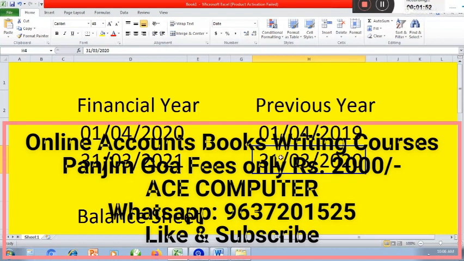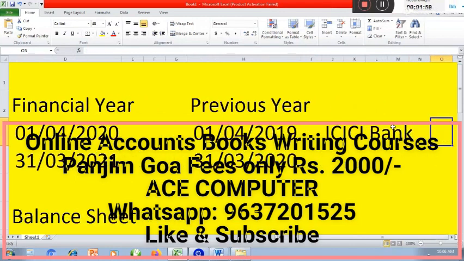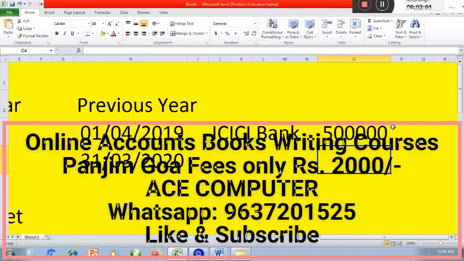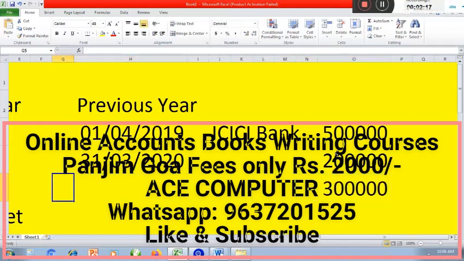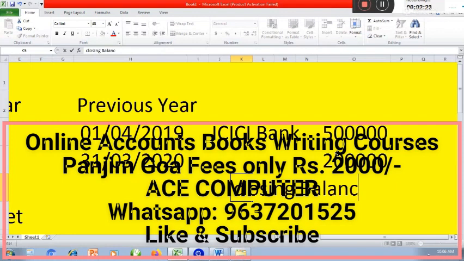Okay. In this financial year, suppose we have taken a loan from ICICI Bank. Suppose we have taken the loan from ICICI Bank, 5 lakh. Okay. Out of that 5 lakh, till 31st of March, we have already paid 2 lakh. 2 lakh is already paid. How much is left? 3 lakh is left. So this 3 lakh will be on 31st of March of the previous financial year. This 3 lakh will be called the closing balance in accounts.